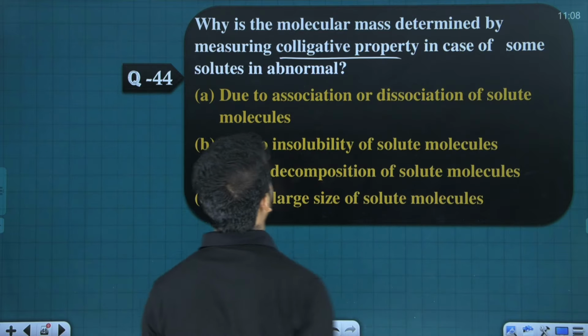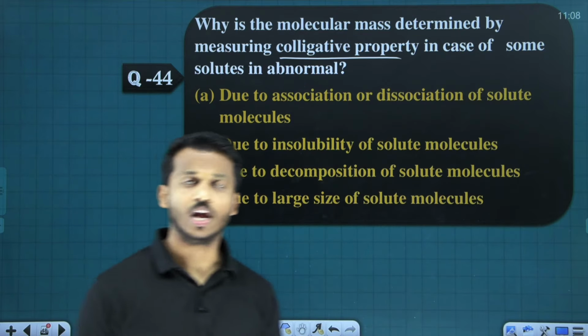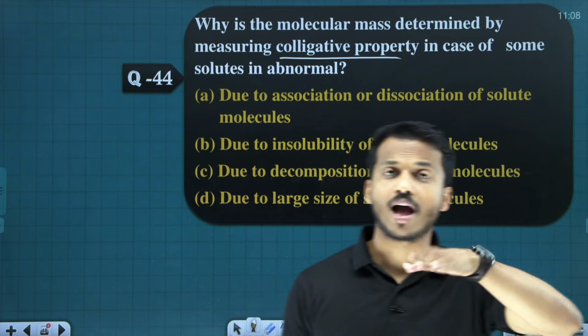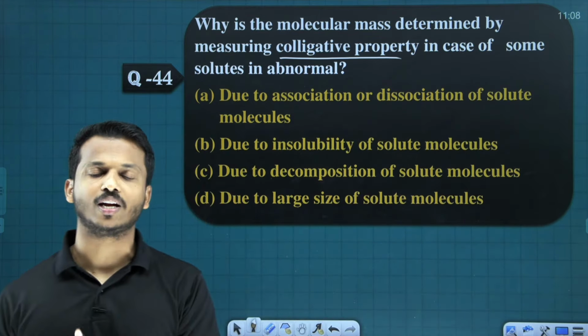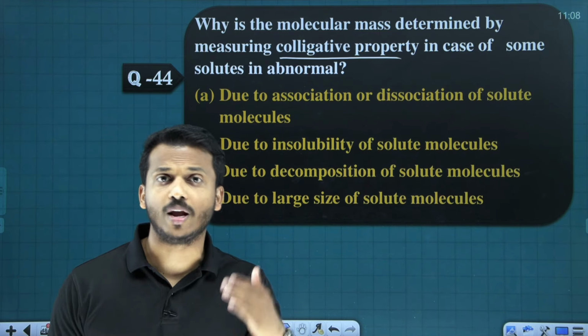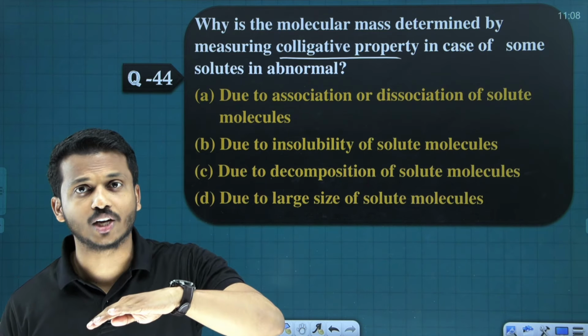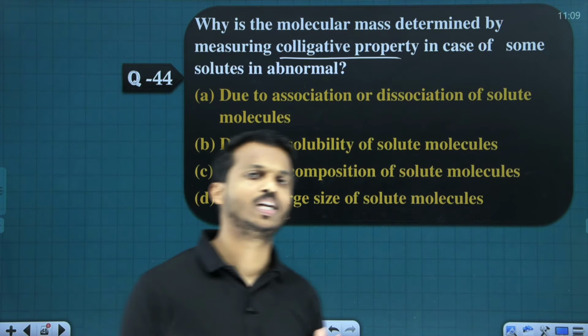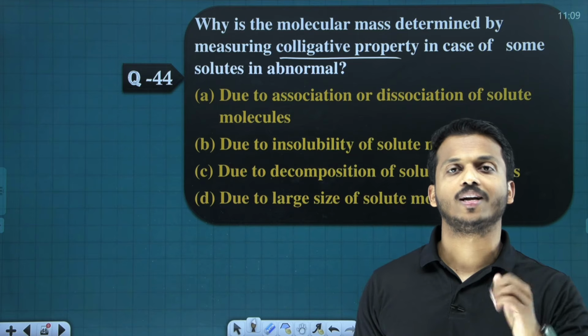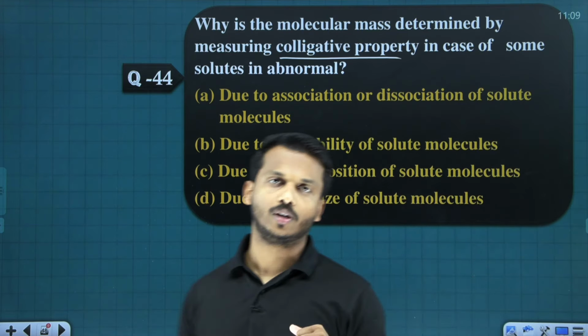Why is the molecular mass determined by measuring colligative property in case of some solutes abnormal? We studied why there is an abnormality in the molecular mass of the solute when we calculate through colligative property: because particles may undergo either dissociation or association in solution. When they undergo dissociation or association, the number of particles changes, so the colligative property changes.